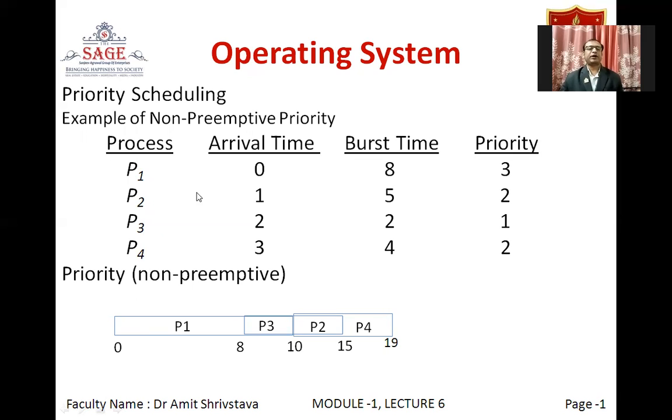Now after 8 unit time interval, we can check here that P2 has already arrived after 1 unit time interval, P3 arrived after 2 unit time interval, and P4 arrived after 3 unit time interval. So we are now having 3 choices, P2, P3, and P4. Among these 3, the highest priority will be that of P3, because it has got the lowest number. So next we will allot the CPU to process P3. Its CPU burst time is 2 units. So from 8 to 10, P3 will be executing.